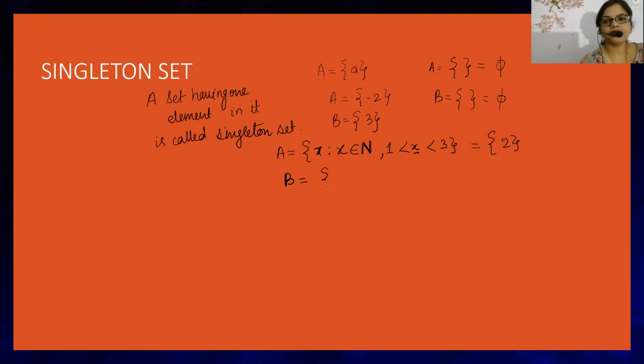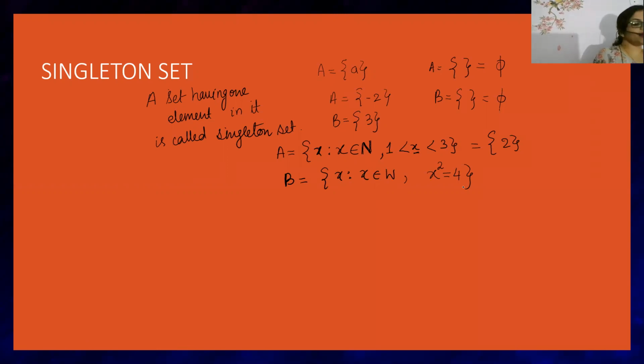B is equal to the set of X such that X belongs to the set of whole numbers and X square is equal to 4. Now tell me, is it a singleton set? Correct, it is a singleton set.